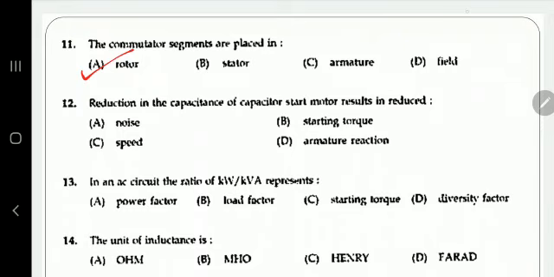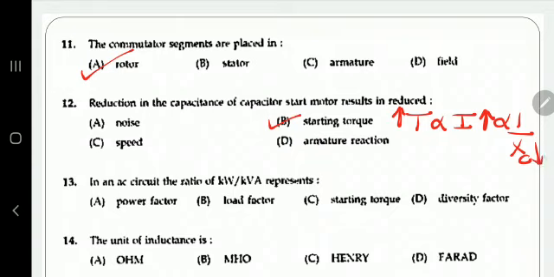Reduction in the capacitance of a capacitor start motor results in. We know the answer for this question is option B, that is starting torque. Why is it so? The starting torque is proportional to the current through the starting winding, that is the capacitor also. So we have to improve this current, then only the torque will be improved. This current is inversely proportional to the capacitive reactance XC, so the XC value should be reduced to improve the current.